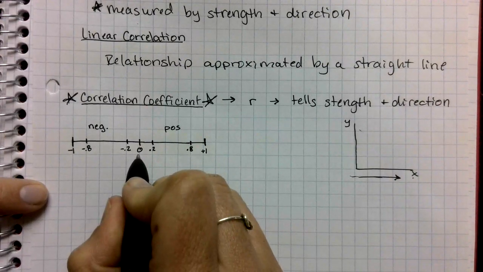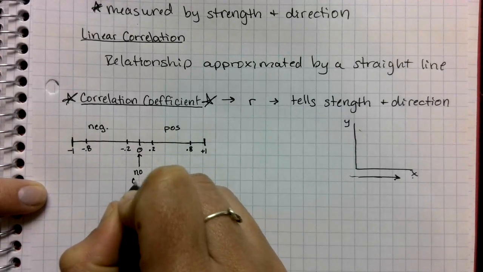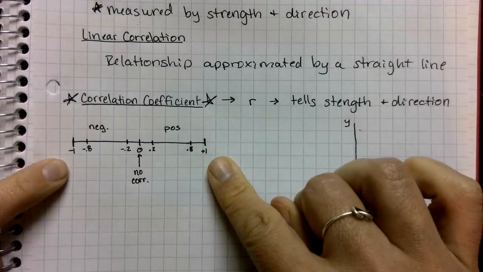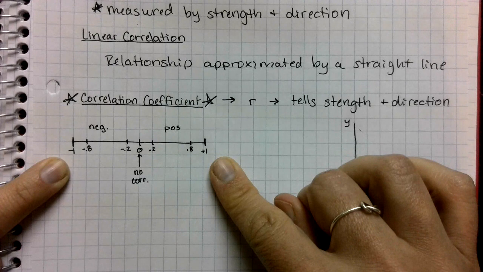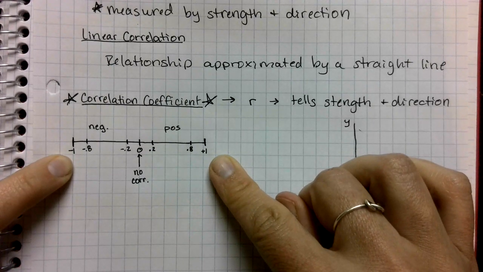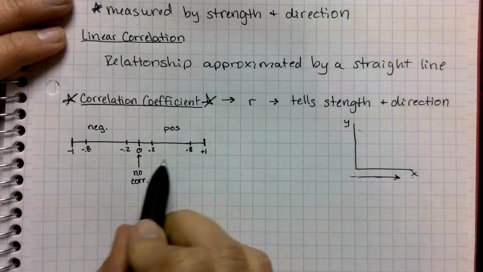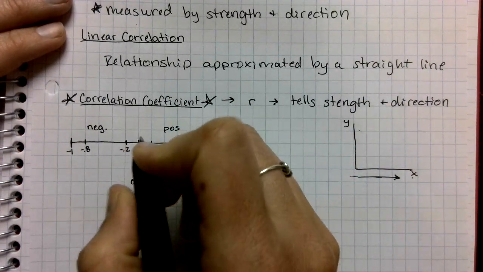Now, when you are right here in the middle at 0, if you have an R value of 0, there is no correlation whatsoever. Okay? If you go out to either end, +1 or -1, that means you have a perfect straight line correlation. The data can be represented perfectly by a straight line. So what we have in between 0 and 1 is all sorts of variations in strength.